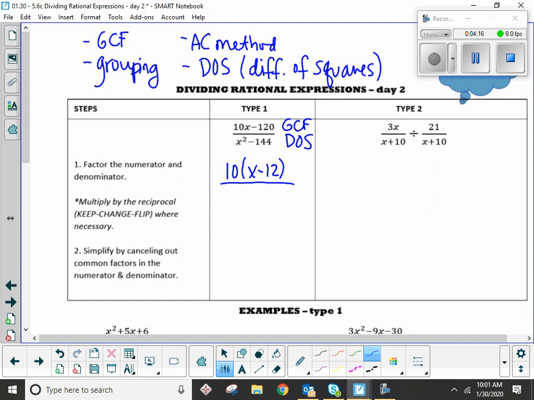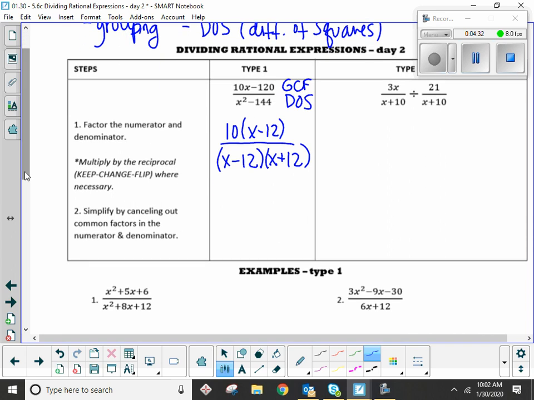Difference of squares on the bottom, that's where you square root each thing. You make a minus version and a plus version. So on the bottom, it's x minus 12, x plus 12. Yep. Strangely familiar. Yeah, because once we get it in factored form, it looks just like what we did yesterday. That's no big deal, right?